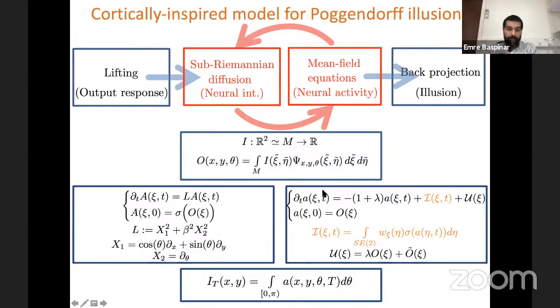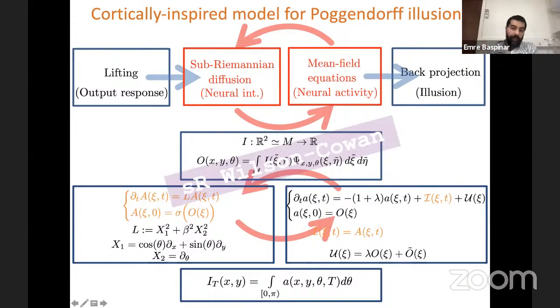What we do is, at the end of each step of the Wilson-Cowan type neural activity evolution equations, we perform another iterative procedure, the sub-Riemannian heat diffusion equation, and feed the result of this procedure into the Wilson-Cowan type equations as the neural interaction term. And we repeat this procedure at each step of the Wilson-Cowan type equations. At the end, back projection is again the same. We call this system the sub-Riemannian Wilson-Cowan, because now this second procedure is more compatible with the sub-Riemannian geometry.